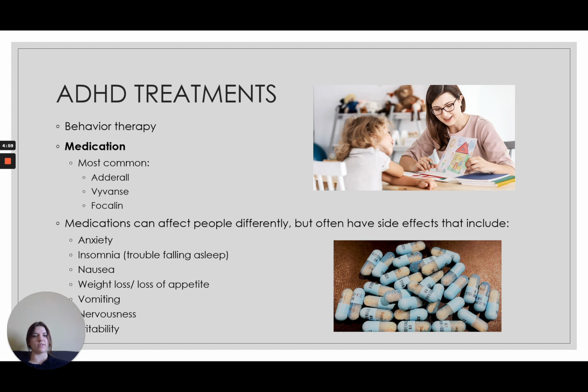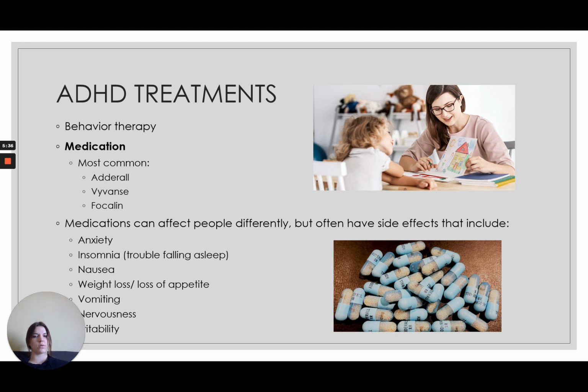Medications can affect people differently, but they often have the side effects of anxiety. They cause you to constantly be worrying about something. Insomnia, trouble falling asleep while the medicine's still in your system. Nausea, it makes you feel sick all the time. Weight loss or loss of appetite. You usually have a loss of appetite because you're nauseous, and then weight loss is because you have a loss of appetite. And vomiting because you feel nauseous. Nervousness, which has to do with anxiety, and irritability, which has to do with the mood swings.